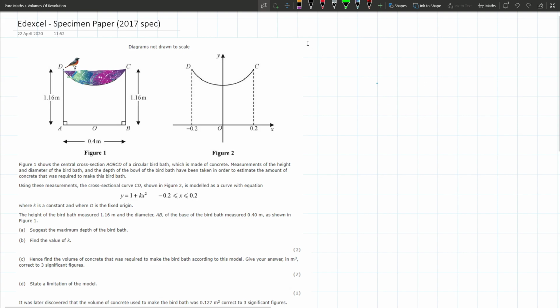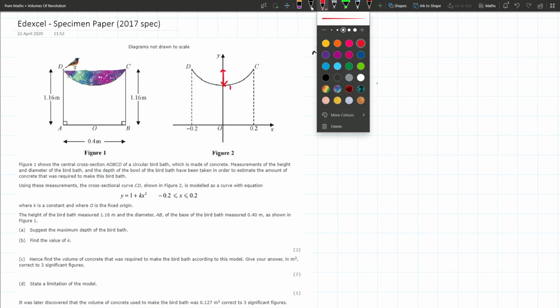Maximum depth, I think it's pretty easy to spot. It has to be 0.16. So the maximum depth is going to be 0.16, because if we look at this, this height here must be 1, because the graph is 1 plus kx squared, so the y-intercept must be 1. And since we're told that the height of the total bath is 1.16, well, that means that the depth of the bath, this bit, must be 0.16.